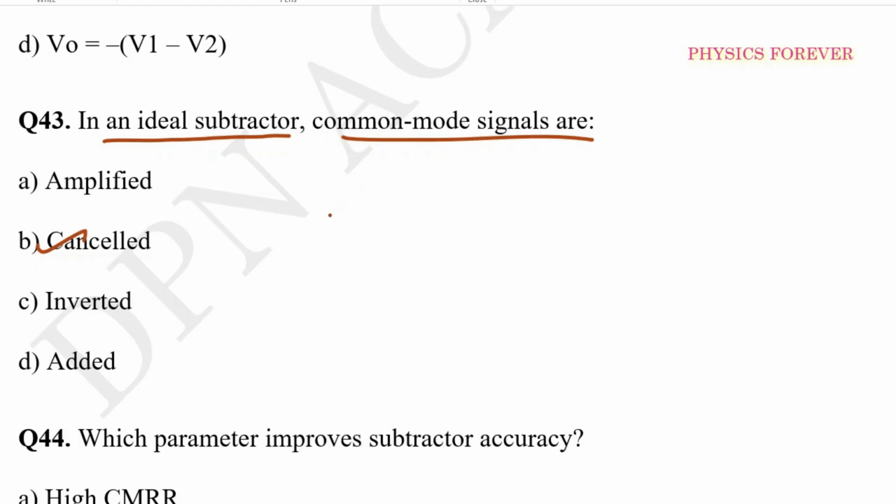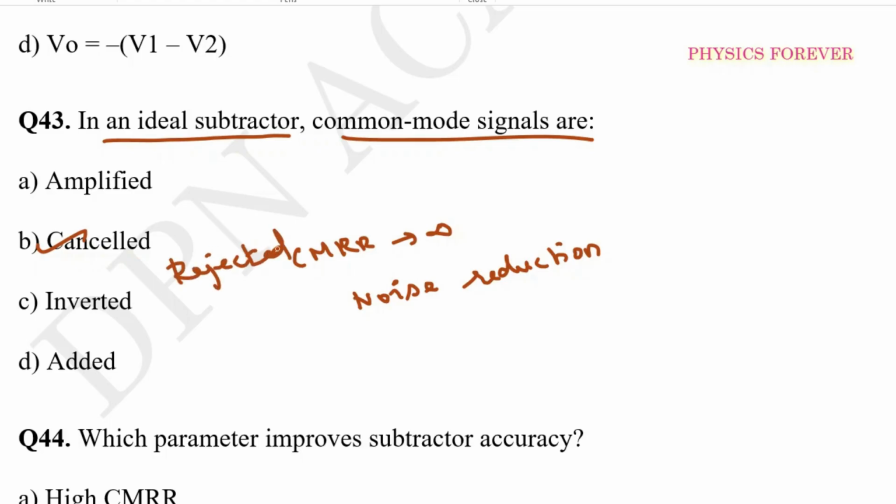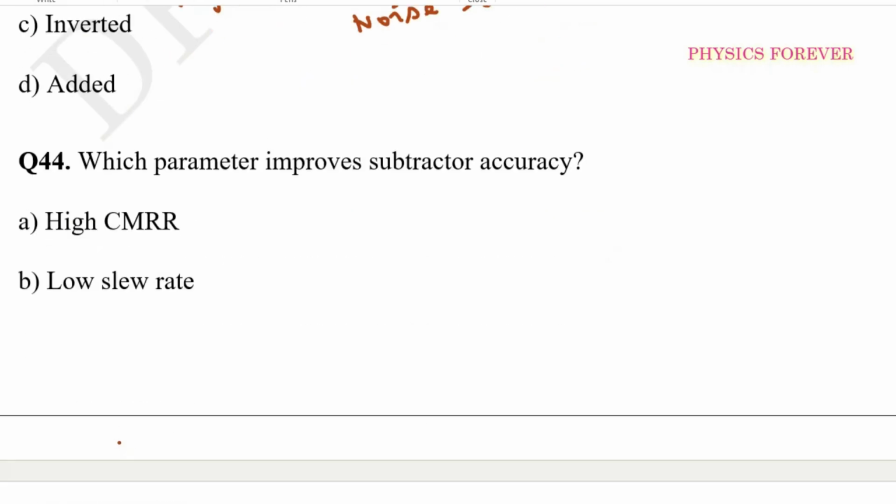There should be common mode signal rejection. CMRR tends to infinity. There should be noise reduction. So the answer will be B. The common mode signal is always rejected. Option B said sometimes rejected, but we choose the always option. Okay? Rejected or cancelled.